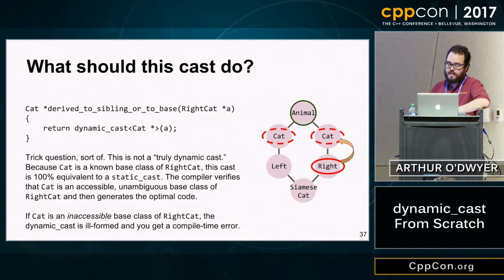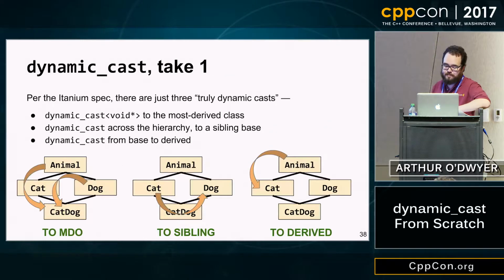And if it's an inaccessible base class, you're trying to cast to a private base class and you're not a friend, then the dynamic cast is ill-formed and you get a compile time error. So this is not a truly dynamic cast, and we're going to distinguish now between things that the compiler can figure out on its own and things that really have to be done truly dynamically at runtime.